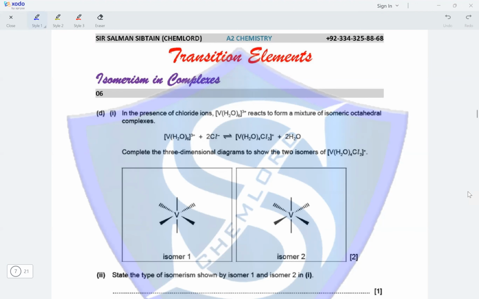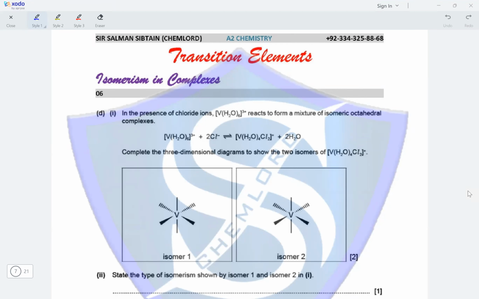Hi guys, this is A2 Chemistry, Transition Elements, and we are looking at isomerism in complexes. Question 6. In the presence of chloride ions, [V(H2O)6]3+ reacts to form a mixture of isomeric octahedral complexes in which we have 4 water and 2 chloride ions as shown in the equation. Complete the three-dimensional diagram to show the two isomers of [V(H2O)4Cl2]+.